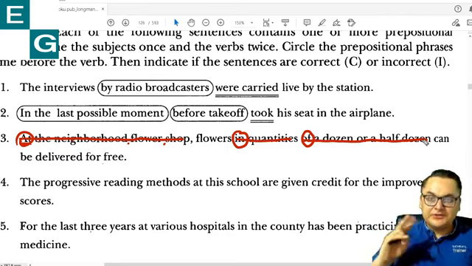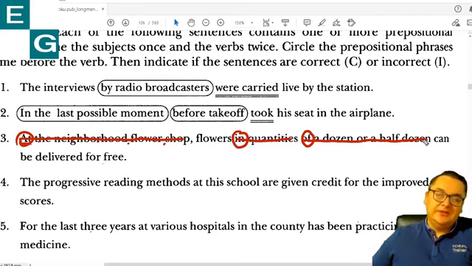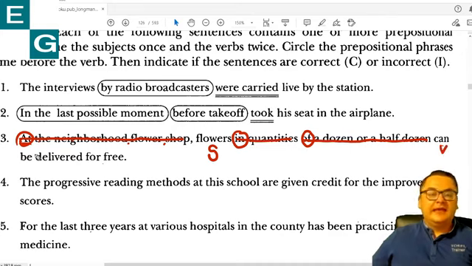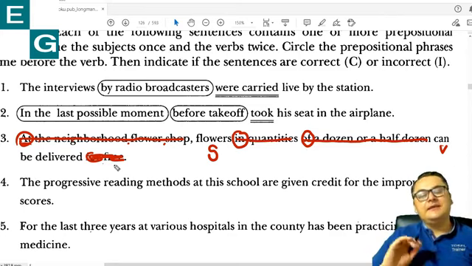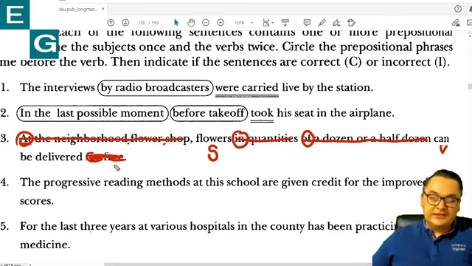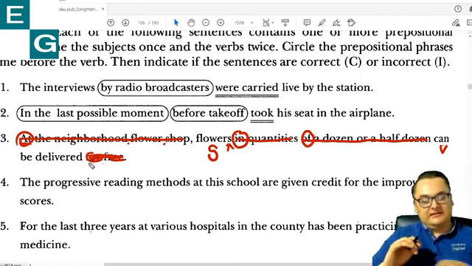I'm looking for two things. Two things you learned in unit number 1. I'm looking for a subject, flowers, and a verb, can be delivered for free. I can even just erase for free because it also has a preposition. So the real sentence is flowers can be delivered. Flowers is plural, can be delivered can also be conjugated in plural. So this sentence is correct. And for now, that's all we're looking for. We're going to pay attention to that. And we are going to just find it.